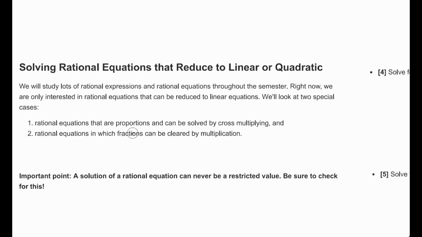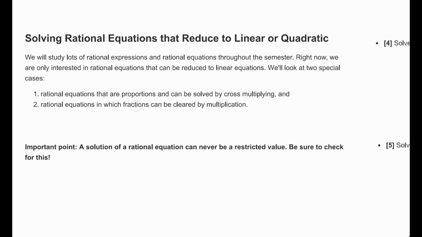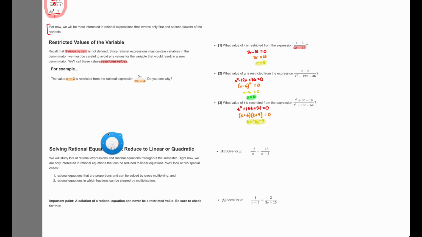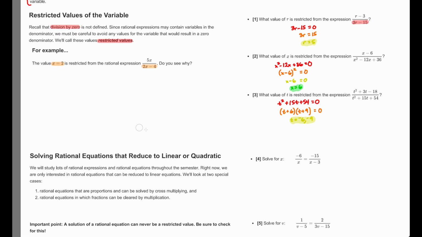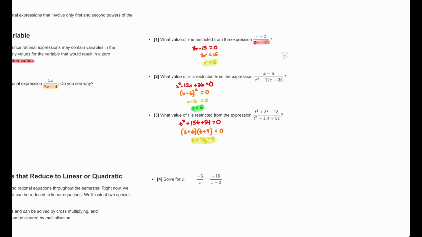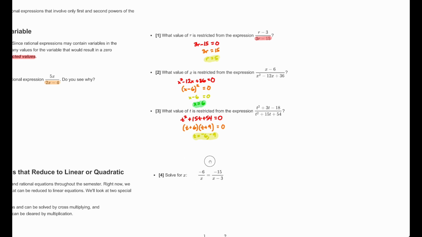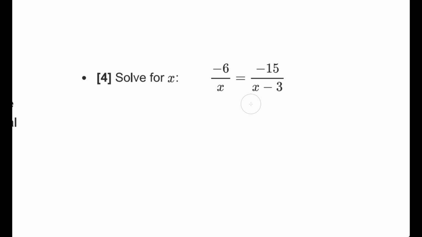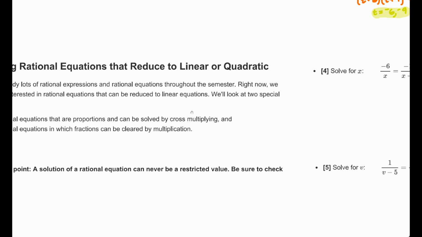Onward we go. Solving rational equations that reduce to linear or quadratic. So the ones we just did, it seemed like we were solving, and we were solving for restricted values. But now we're actually going to be solving equations. So if you notice, the ones we just did were all expressions. There was no equal sign in there. Now we're going to be solving for x, which is like, you know, the traditional thing that we do is solving. We solved linear, we solved quadratic. Now we're going to be solving rational equations, but you'll notice there's an equal sign this time. So we are going to try to solve for x for these values, for these equations.